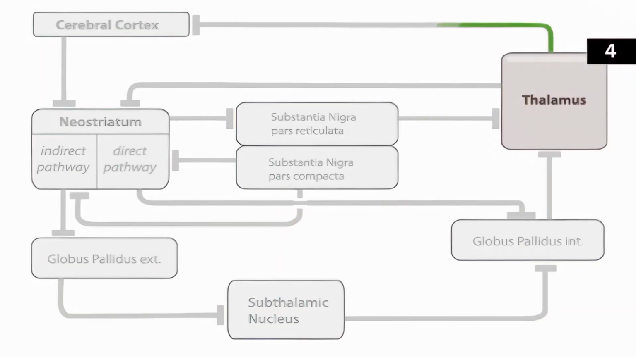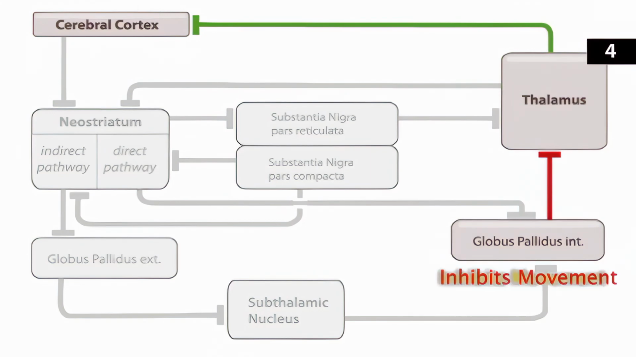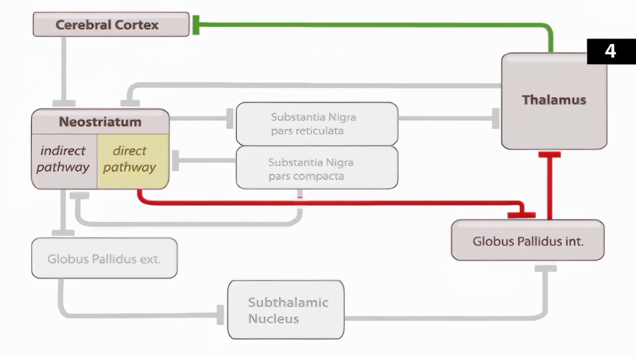The thalamus sends an excitatory signal to the cortex, which facilitates movement. The globus pallidus interna sends an inhibitory signal to the thalamus, which inhibits the thalamus. So the globus pallidus interna inhibits movement. The neostriatum modulates the globus pallidus interna in 2 ways. There's the direct pathway, in which neurons from the striatum directly synapse on the globus pallidus interna. So this direct pathway inhibits the internal globus pallidus, so there's less inhibition of the thalamus. In other words, the direct pathway is inhibiting an inhibitor, making the output from the thalamus stronger, and you get facilitation of movement. So the direct pathway facilitates movement.